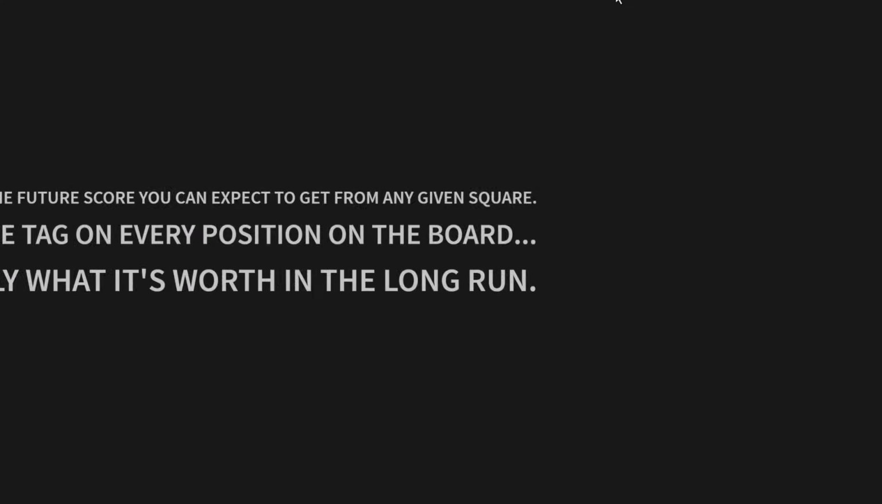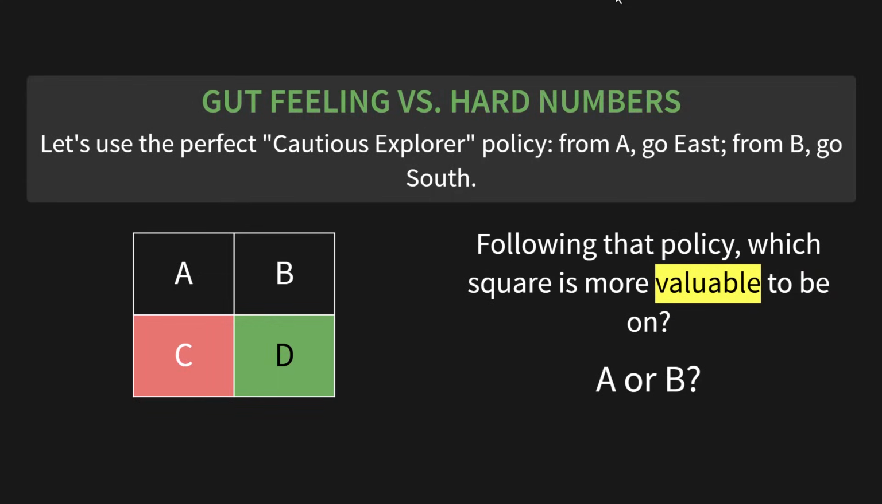Let's forget the math for a second. Let's just use our intuition. Look at the maze here on the screen, and let's use that perfect cautious explorer policy. Remember the rules. From A, always go east. From B, always go south. Now, ask yourself a simple question. Following that perfect policy, which square is more valuable to be on? A or B?